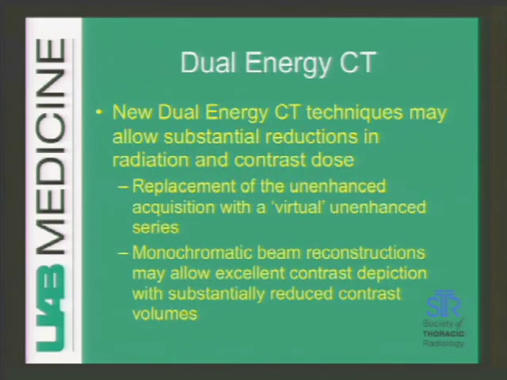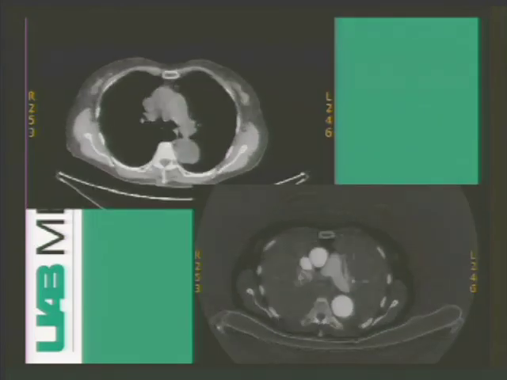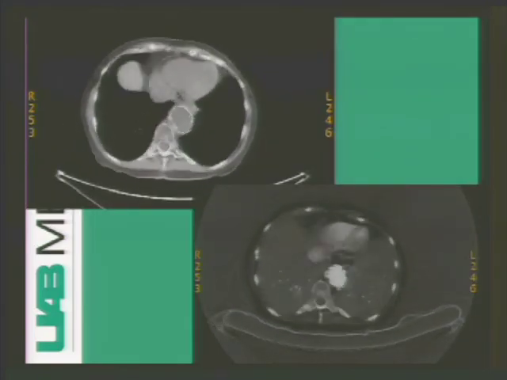New dual energy CT techniques may allow substantial reductions in radiation and contrast dose. You can replace the unenhanced acquisition with a virtual unenhanced series, and you can also use the monochromatic beam reconstructions, the lower kV monochromatic beams, which allow you to give a substantially reduced contrast dose. This is still kind of experimental, and so there's not a whole lot of data out yet on it.